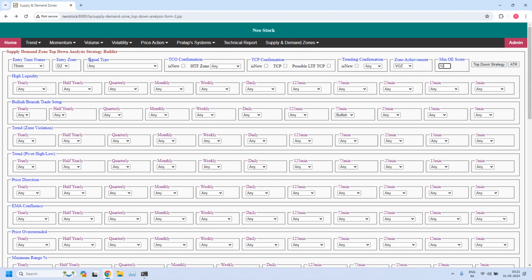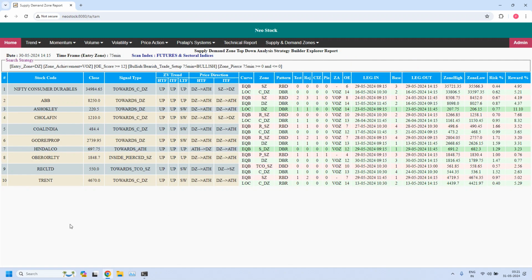So with these filters applied to 75 minutes demand zone, let us generate the report. So 10 stocks are filtered. These 10 stocks are supporting bullish trade setup for weekly income trade.